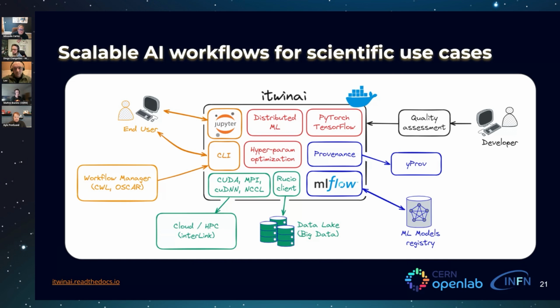Providing features such as distributed machine learning, hyperparameter optimization, and support for frameworks to store and track machine learning logs and models, such as MLflow, and connecting, of course, to all the libraries that connect to the infrastructure, so to the lower level, and also providing some interface, which could be a CLI or a Jupyter interface.